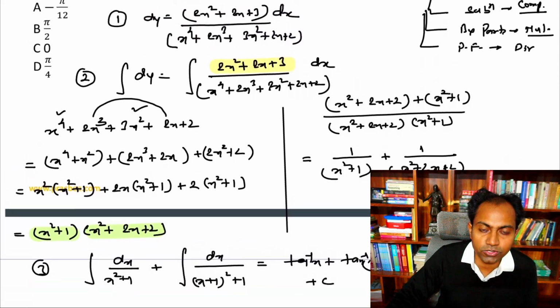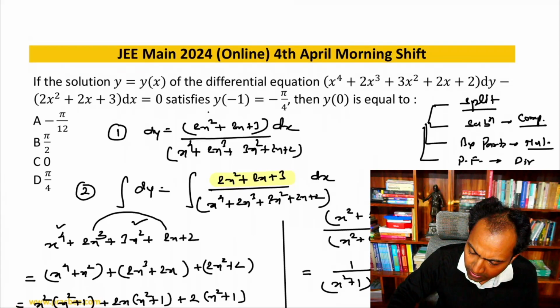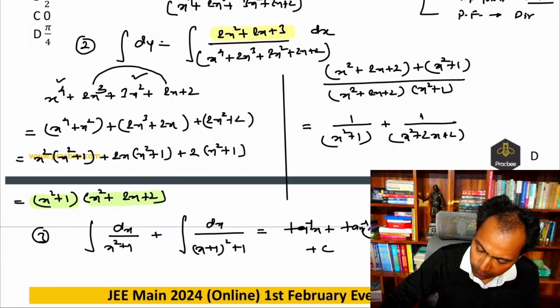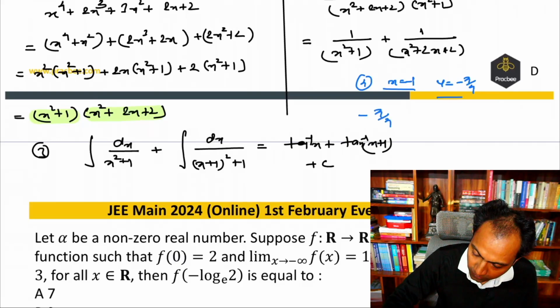Now let us read the question further. The question says that this is satisfied by minus 1 comma minus pi by 4. So in this fourth part, if I put x as minus 1, y comes out to be minus pi by 4. My left hand side becomes minus pi by 4. Right hand side becomes tan inverse of minus 1 minus pi by 4 plus 0 plus c. This cancels out and the value of c becomes 0.